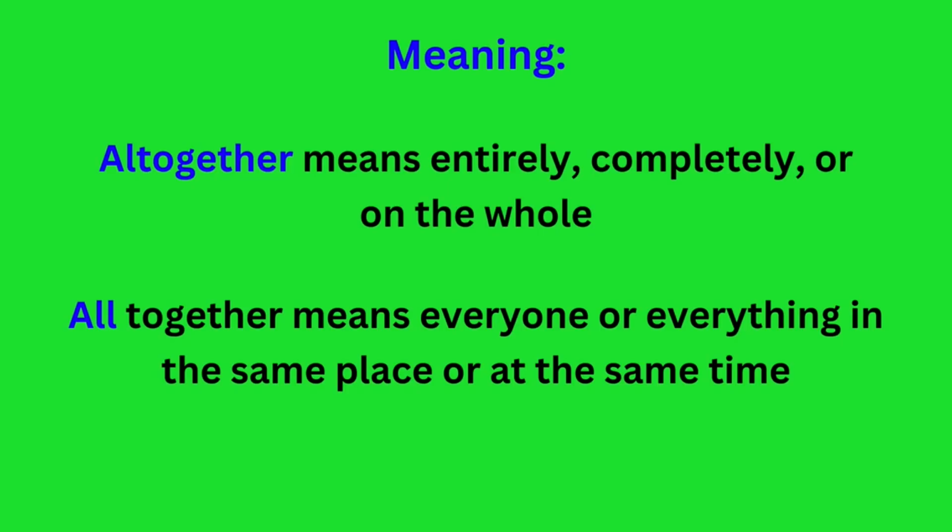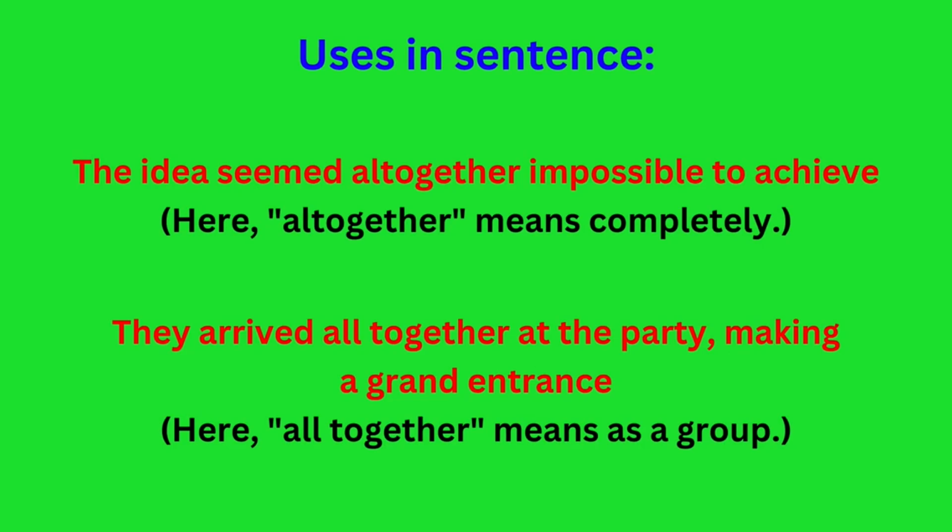Meaning: altogether means entirely, completely, or on the whole. All together means everyone or everything in the same place, or at the same time. In a sentence, the idea seemed altogether impossible to achieve.